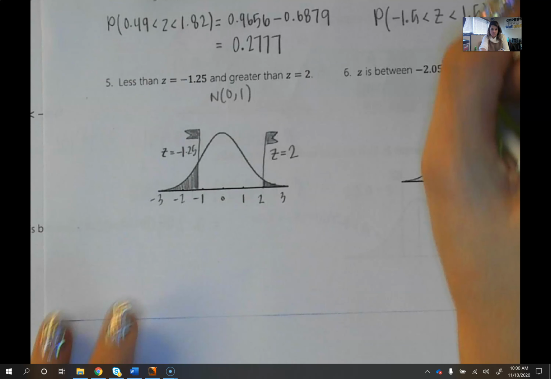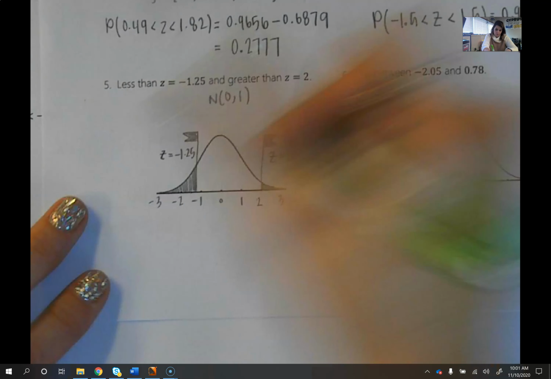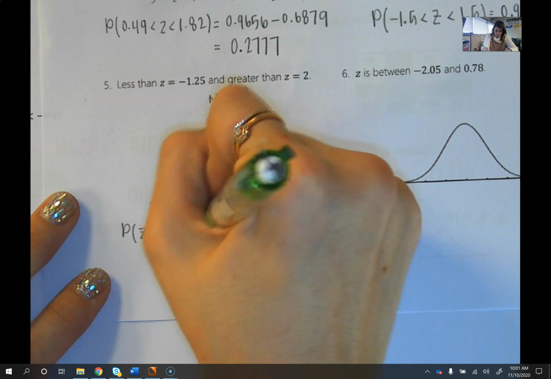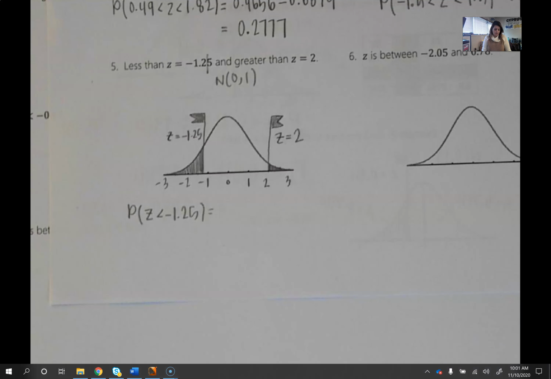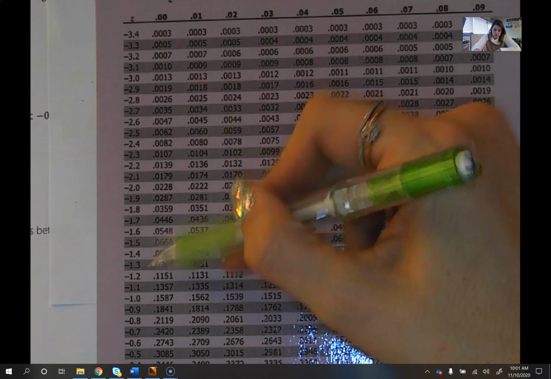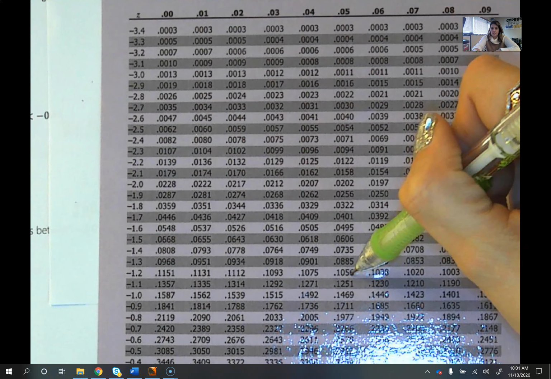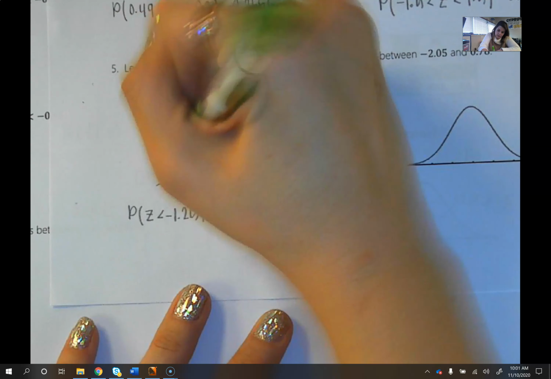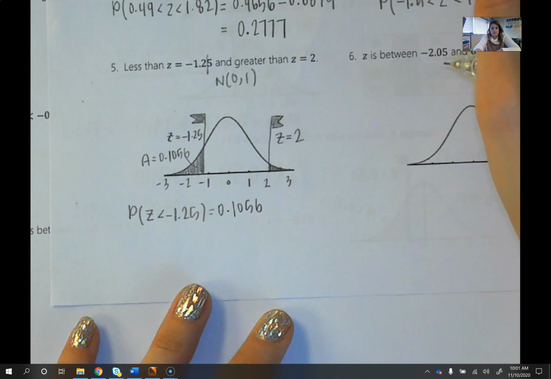So we'll take this one step at a time. So the percent that is less than the lower bound. So we are going to go to the negative side, down to 1.2, and over to 5, which gives me 1056. So this area is 0.1056.